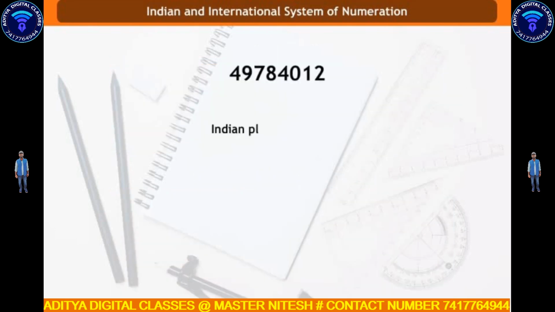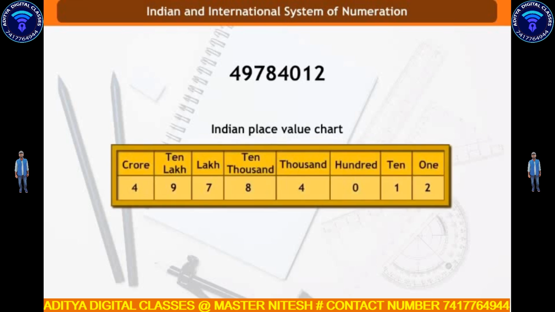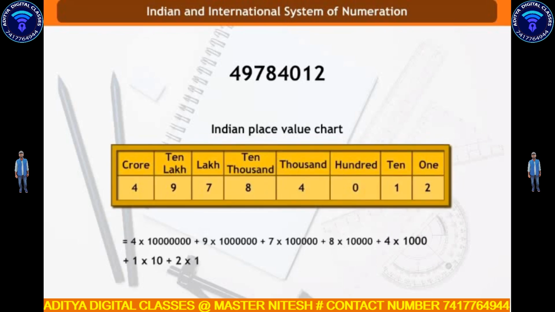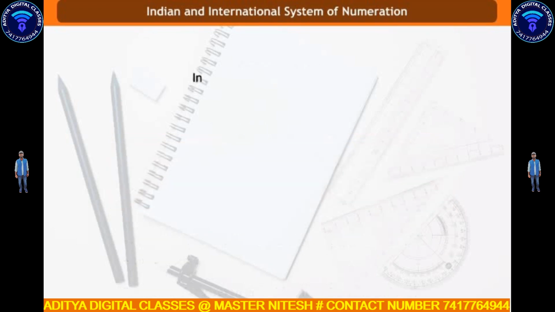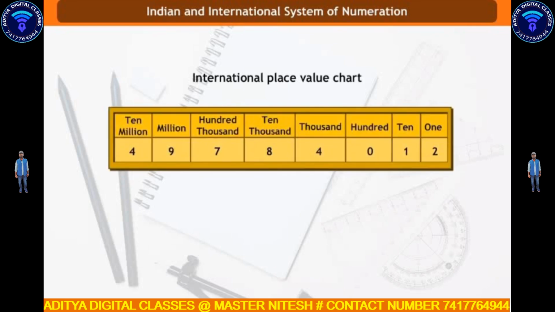In the Indian number system, the number can be written according to the place value of each digit as follows. Therefore, the number is read as 4,97,84,012. In the International number system, the number can be written according to the place value of each digit as follows. It is read as 49,784,012.